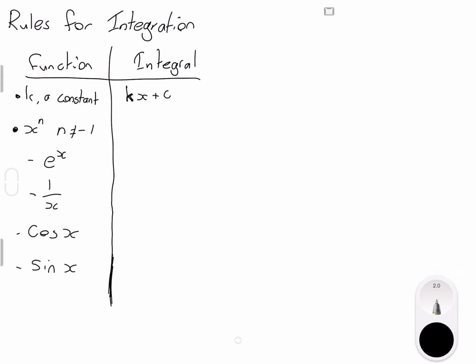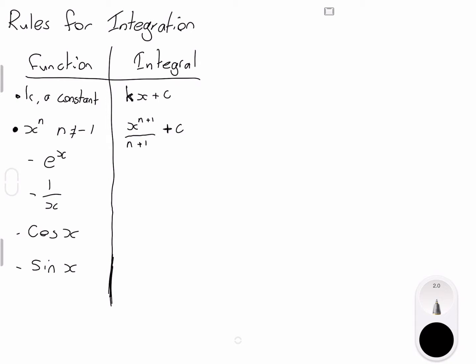The next one, if we've got x to the power of n, well, our integral or our antiderivative of it is x to the power of n plus 1 divided by n plus 1, not forgetting the plus c.